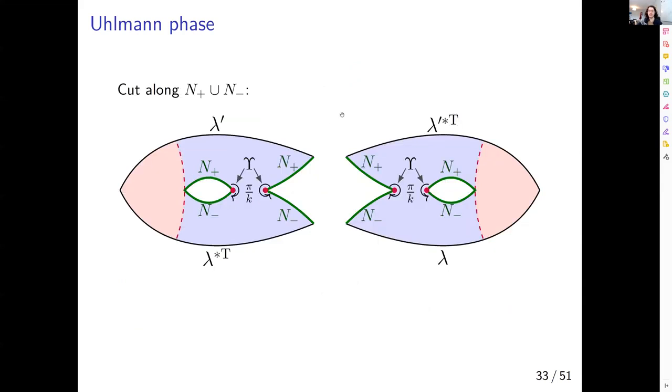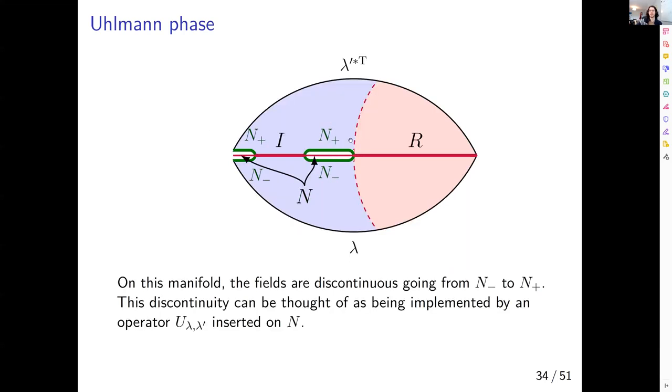And this itself can be thought of as being implemented by the insertion of some operator on a surface in between N plus and N minus. So this operator implements the change in the fields as you go from N minus to N plus. And the symmetries I talked about before are actually enough to deduce that this operator has to be unitary.